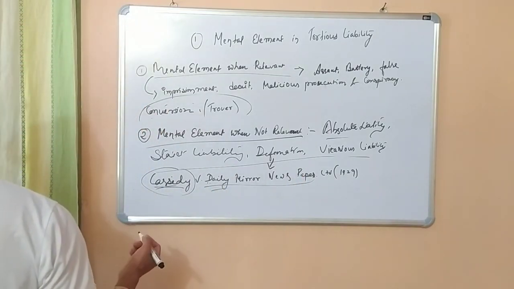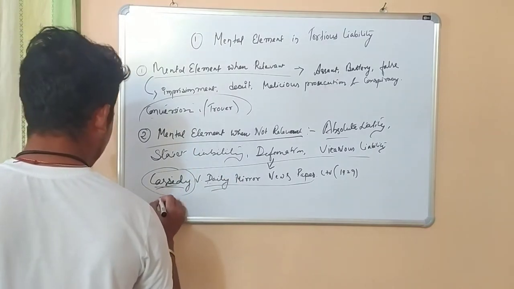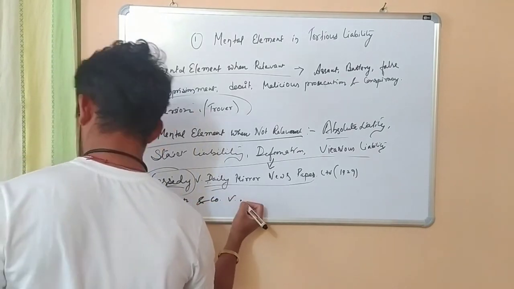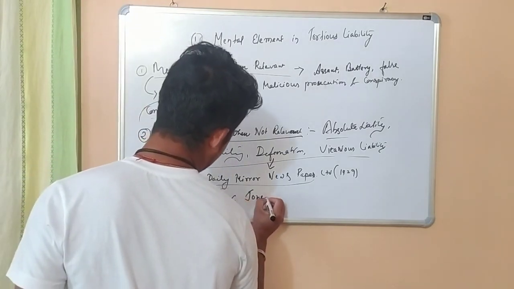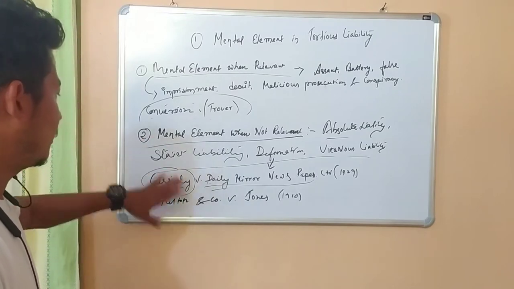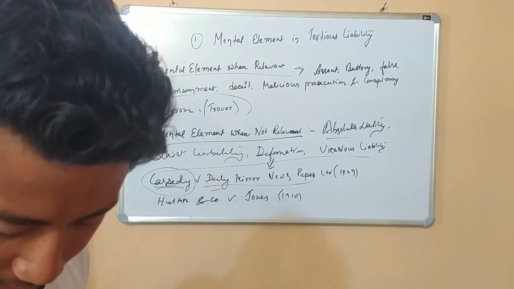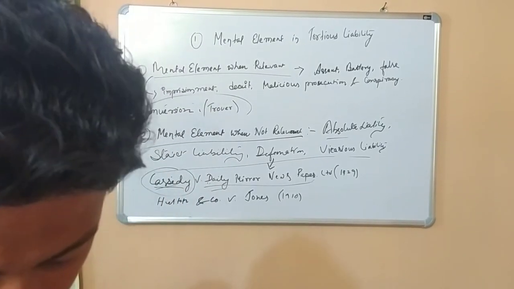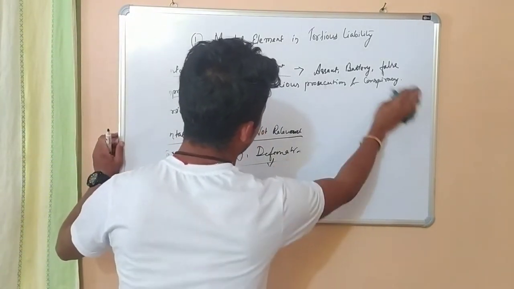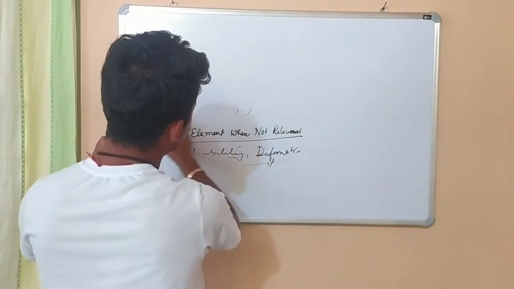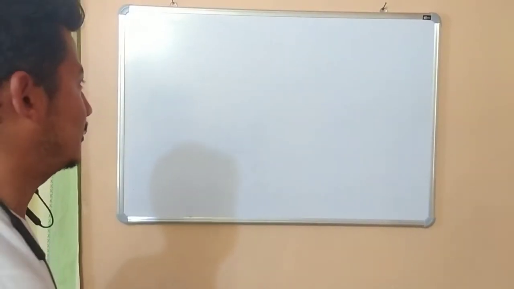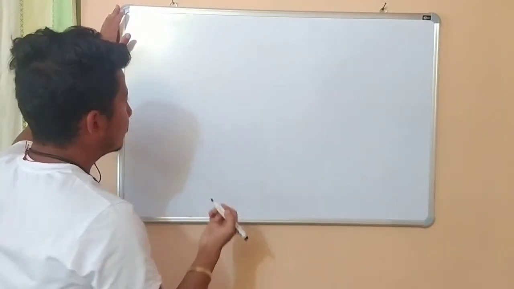Another case related to this topic is Hulton, H-U-L-T-O-N, Hulton and Company versus Jones, 1910. These two cases are related to defamation, or the mental element when not relevant. Now we will move ahead to the second topic of today's discussion. These topics are really small, but if you watch this video nicely, you don't have to read it again.